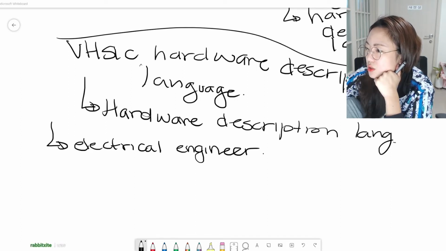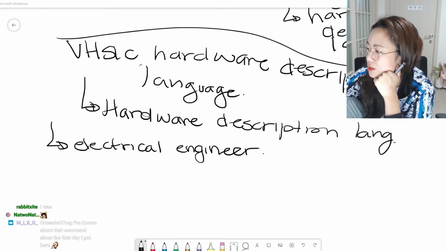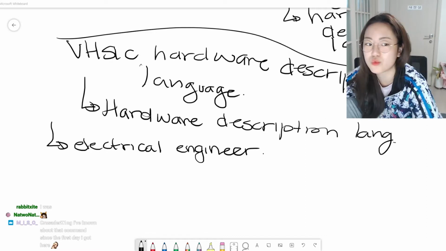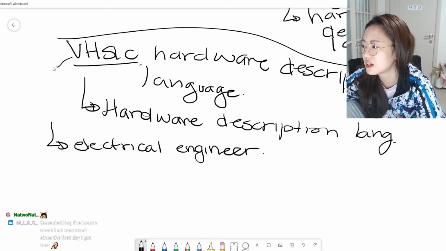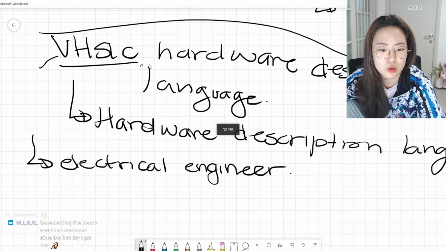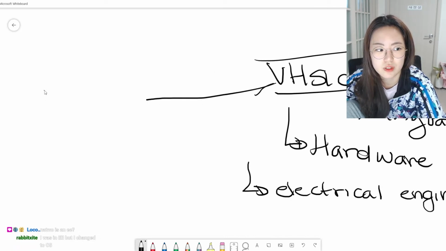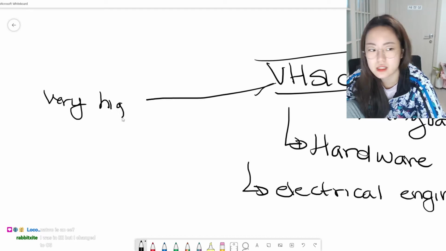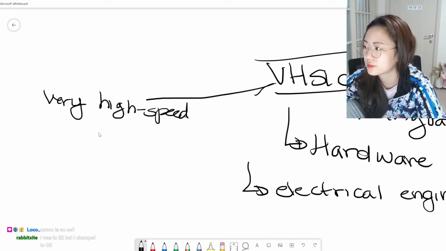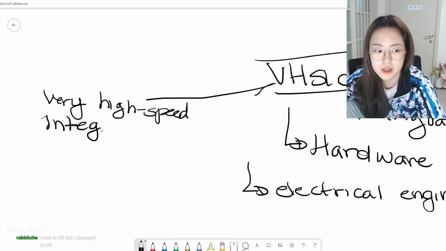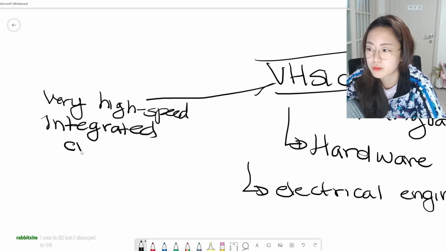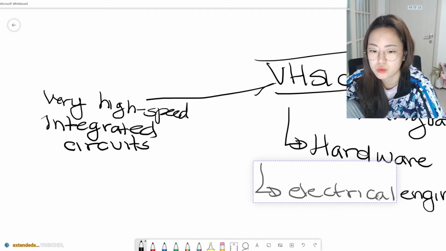So it is named after the US Department of Defense program that created it, the Very High Speed Integrated Circuit Program. Ah, so VHSIC means very high speed integrated circuit program.